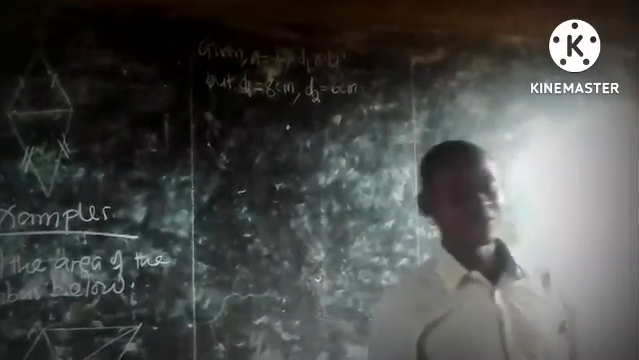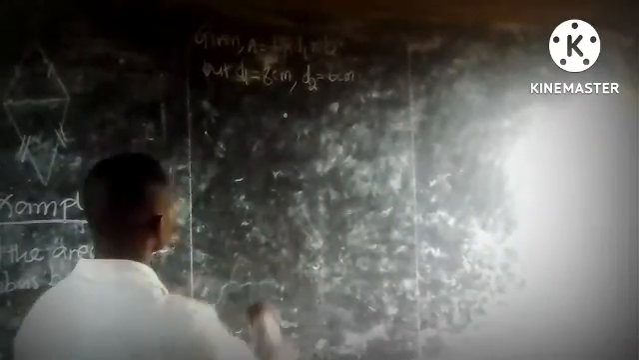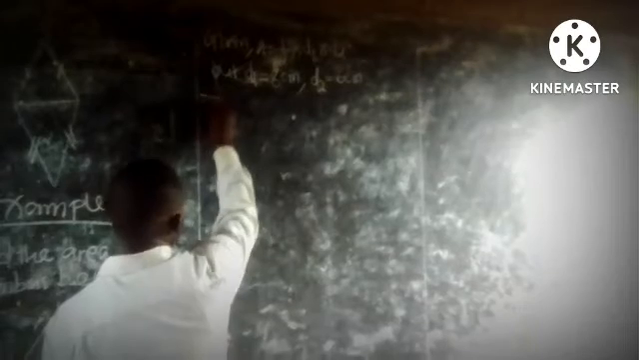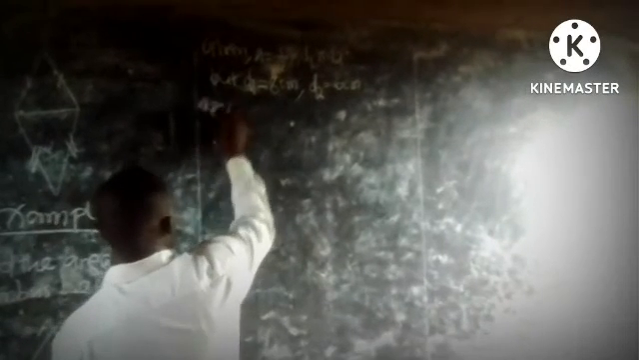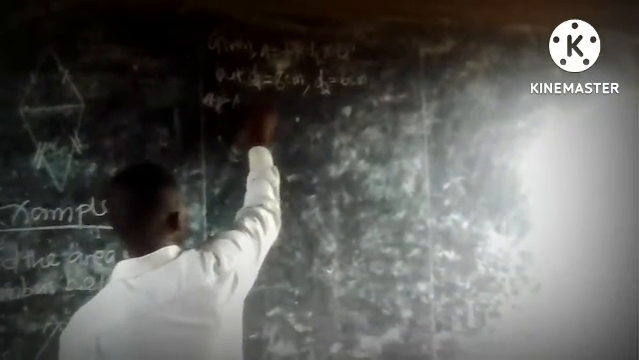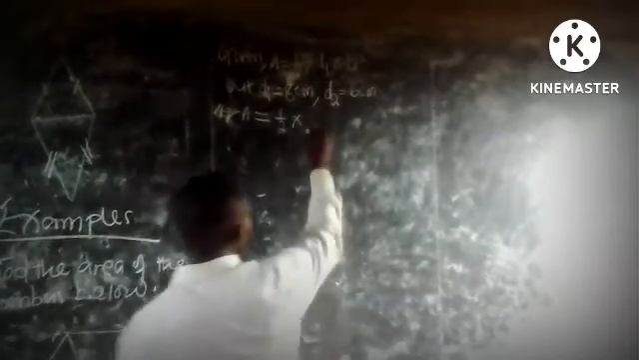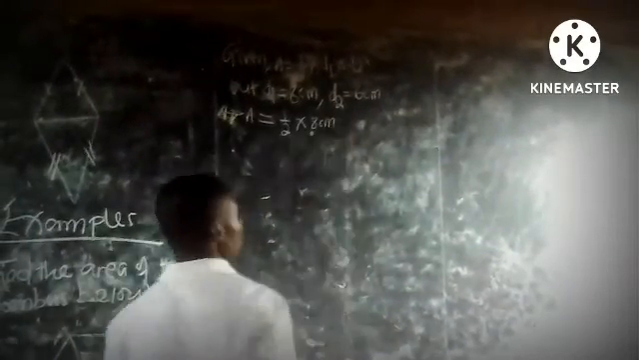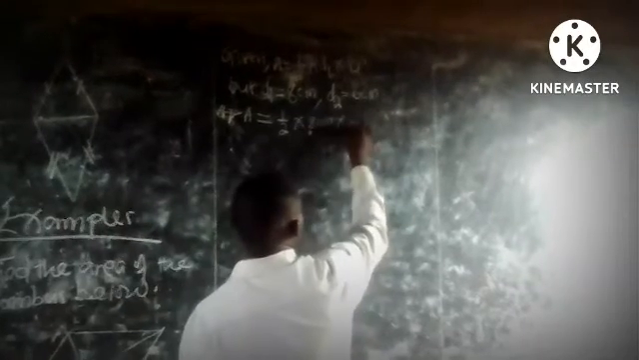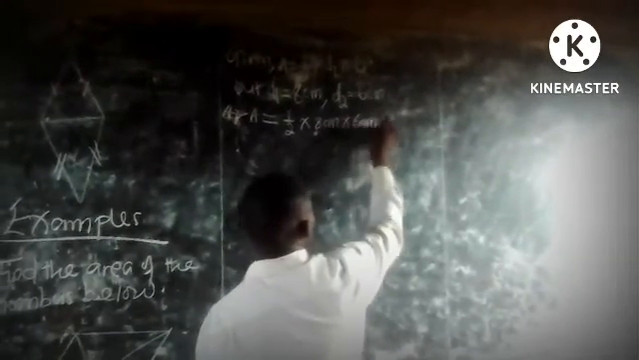Now we are going to substitute because we have already identified. So here you substitute and you say, therefore this implies that our area equals half times D1, which is 8 centimeters, times D2, which is 6 centimeters.